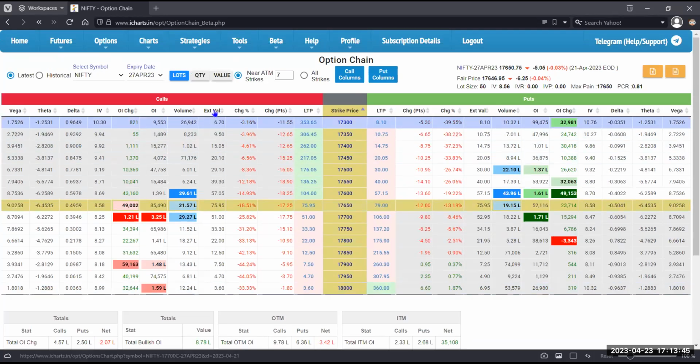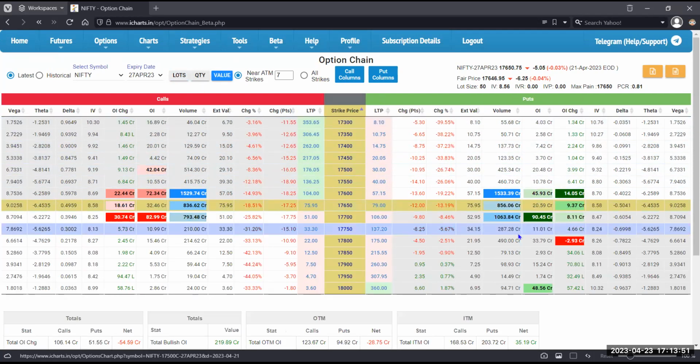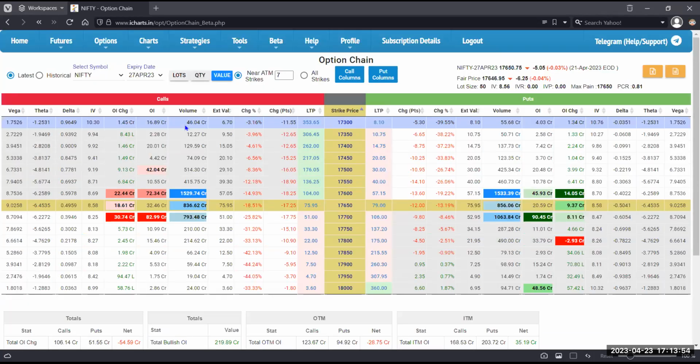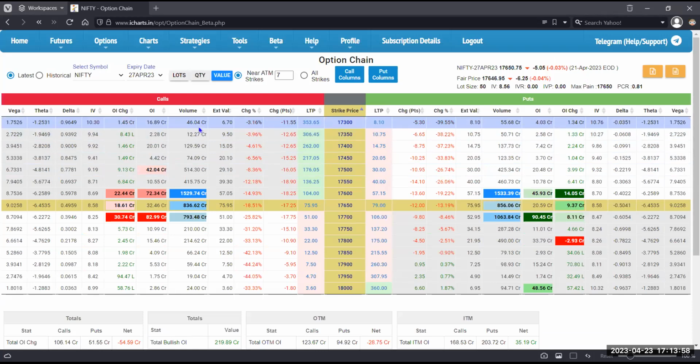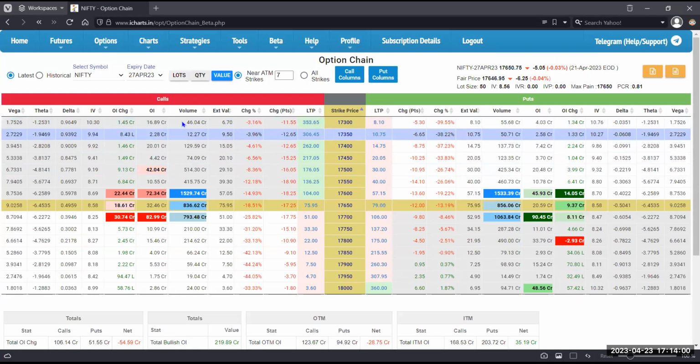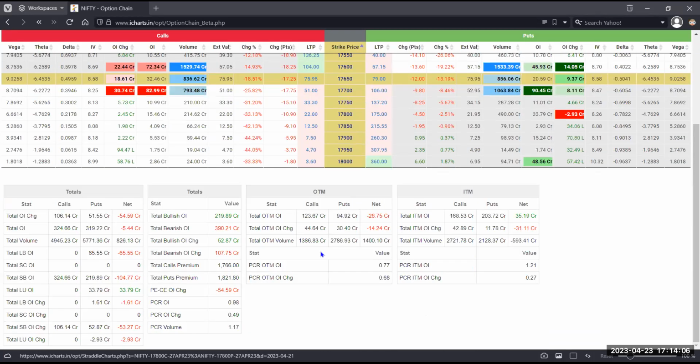If you want to check quantity, you can check quantity. If you want to check value, then all these are going to be value in crores and all that. Value for volume is going to be multiplied with VWAP to get the value of the volume, and OI and OI change are going to be multiplied with LTP. So the same is going to be here. All these are in values.